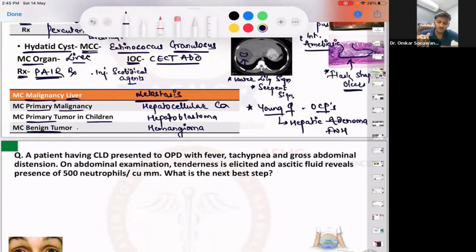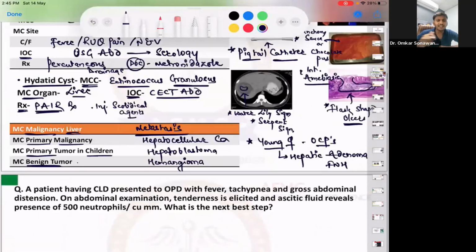Now, please tell me what are the tumor markers for liver tumors. Very good. It is alpha fetoprotein. Then the next one is HEPAR1. Don't remember only one. Alpha fetoprotein is not the best tumor marker. Please remember, it is alpha fetoprotein, HEPAR1.